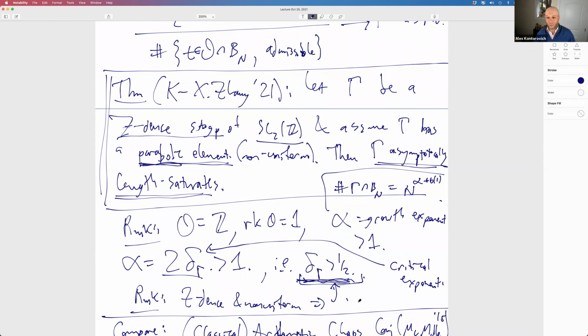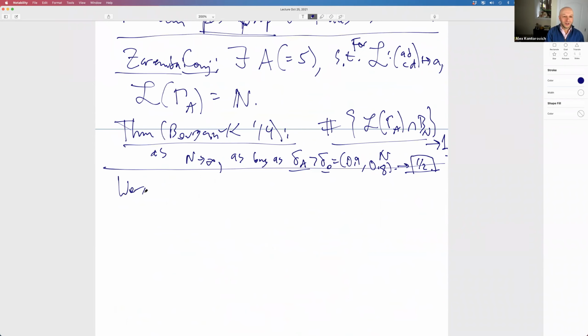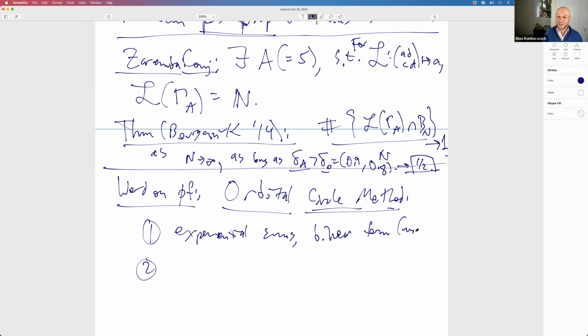Well, I have one minute left. Let me just say a word on the proof. We use the orbital circle method, which is just the classical circle method, applied to the context of orbits of group actions. There are always two ingredients in the circle method. One is methods of exponential sums, cancellation and bilinear forms. This is what goes into the minor arcs, if you know what that is. If not, I'm almost done.